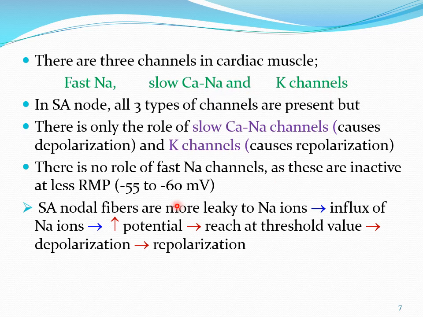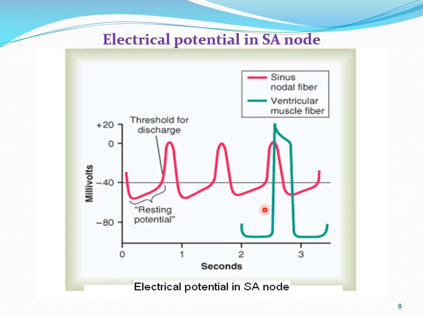So here, in SA nodal fibers, how is the impulse generated? See the mechanism. The mechanism is very simple. See in this diagram, here you compare the action potentials. The red color is the pacemaker potential in the SA node, and the green color is the plateau potential in ventricular muscle. The green is in ventricular muscle and the red is in pacemaker cells.